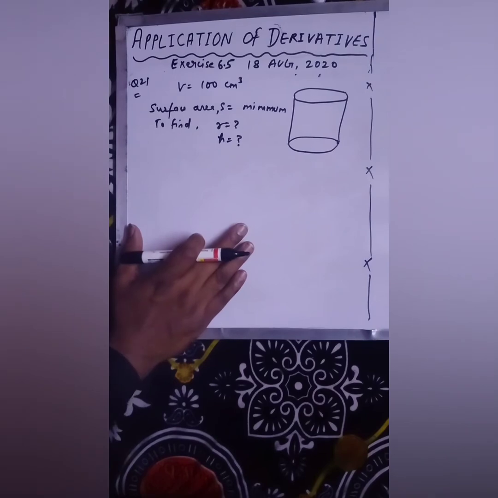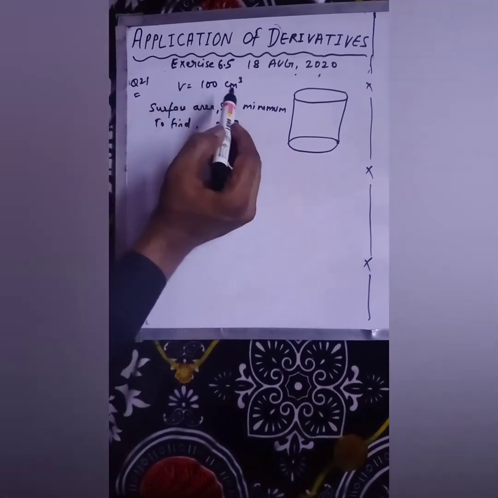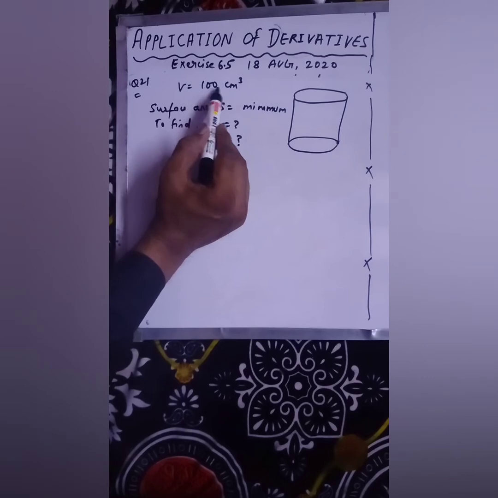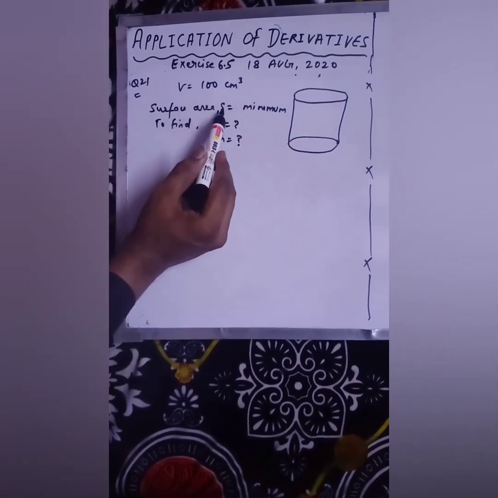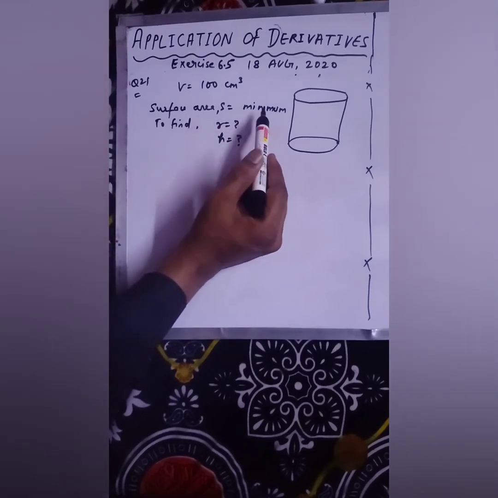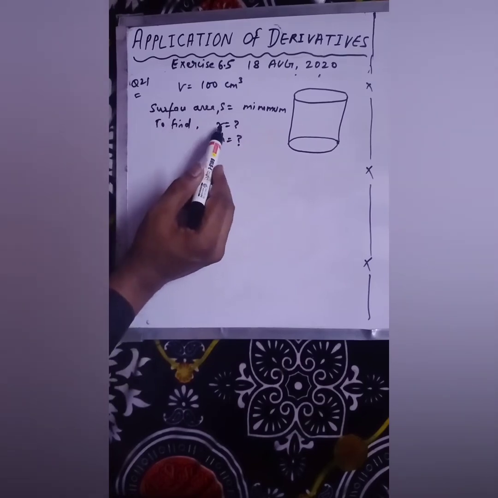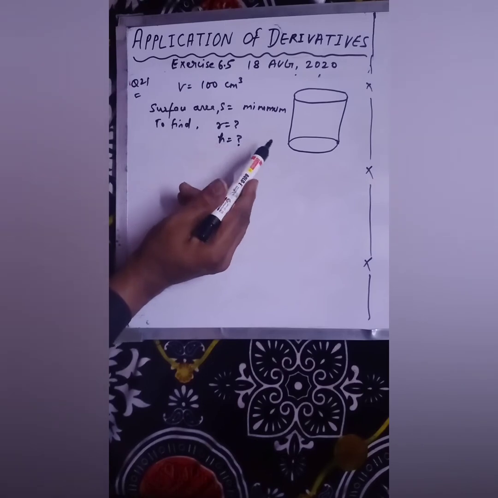Now here is question number 21. In this question, a cylinder is given to you. The volume of the cylinder is given, which is 100 centimeter cube, and the surface area S, which we have to prove must be minimum. And we have to find out r and h, that means the dimensions of this cylinder.